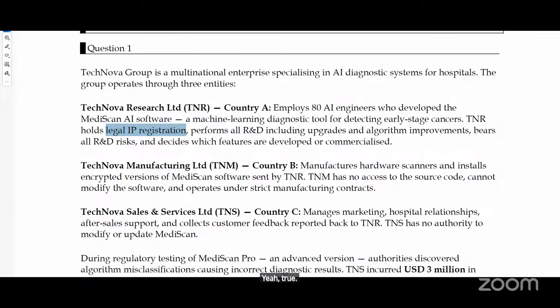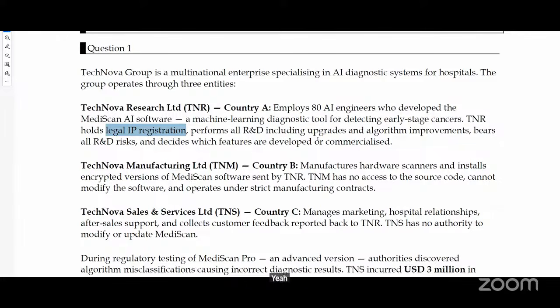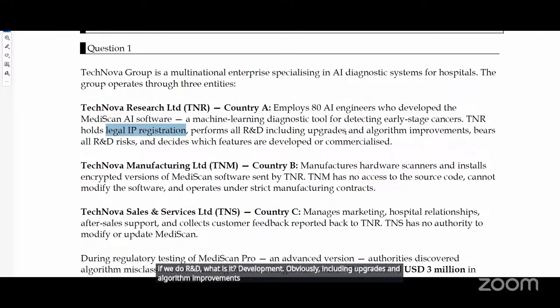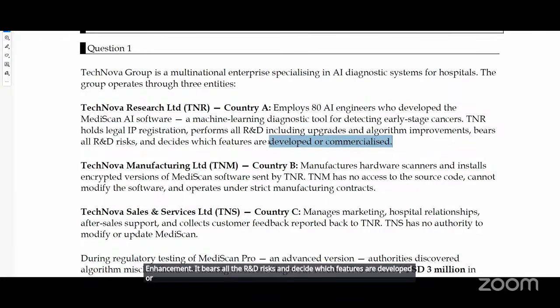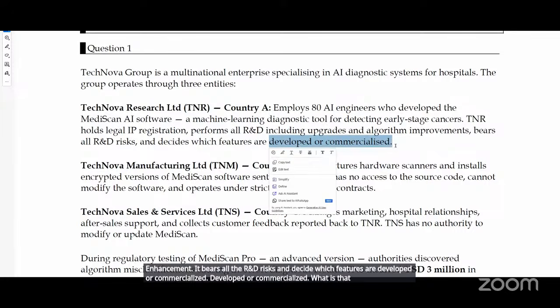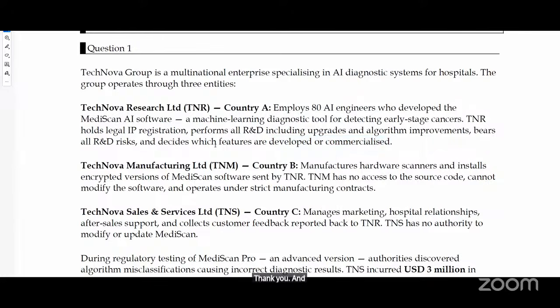Performing all R&D. So if we do R&D, what is it? Development. Including upgrades and algorithm improvement. What are they? Enhancement. It bears all the R&D risks and decides which features are developed or commercialized. Developed or commercialized, what is that? Exploitation. And also bearing all the risk and deciding which features can also be maintenance.